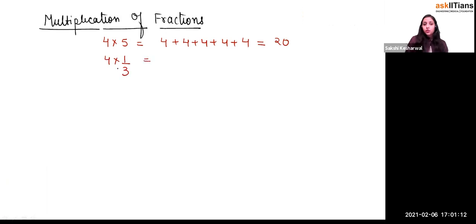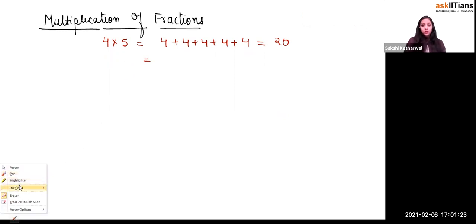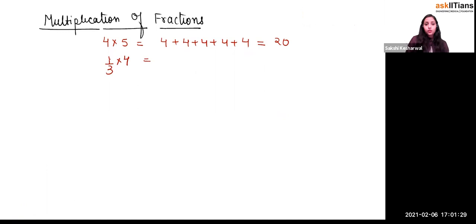So what does it mean? It's better I write it this way, because we have learned that two numbers are always commutative. So I'll write 1 by 3 into 4. Here 1 by 3 is being added 4 times, so it is 1 by 3 plus 1 by 3 plus 1 by 3 plus 1 by 3.